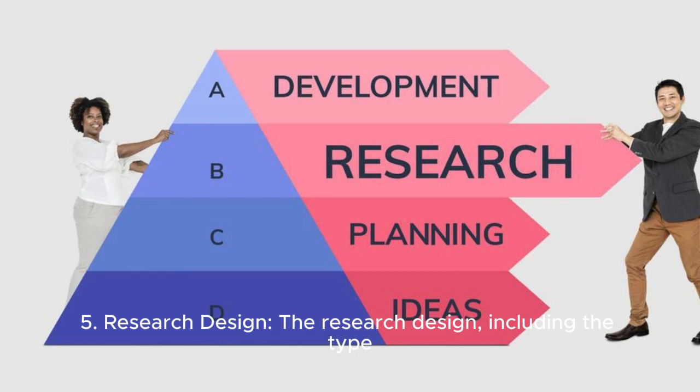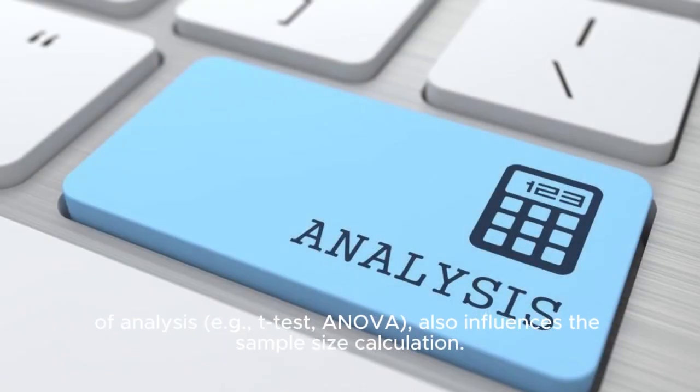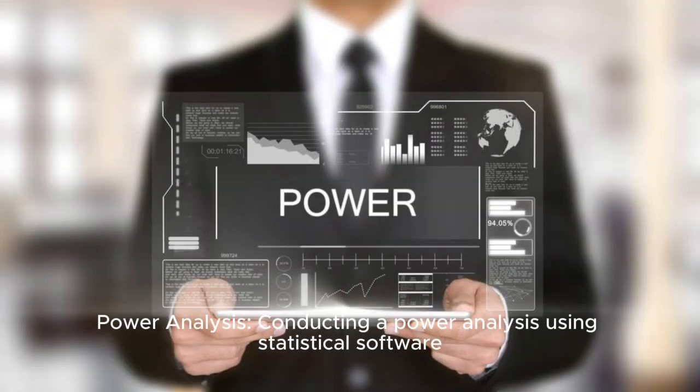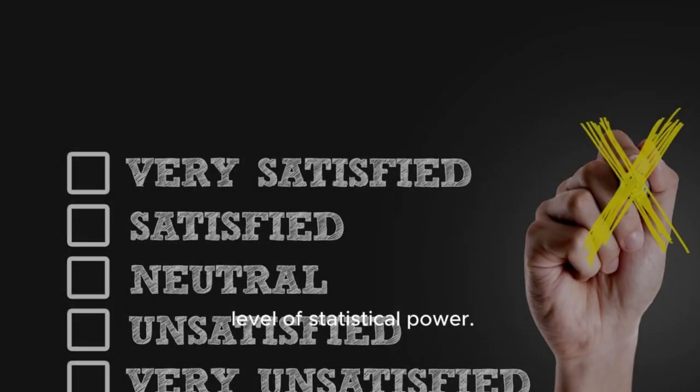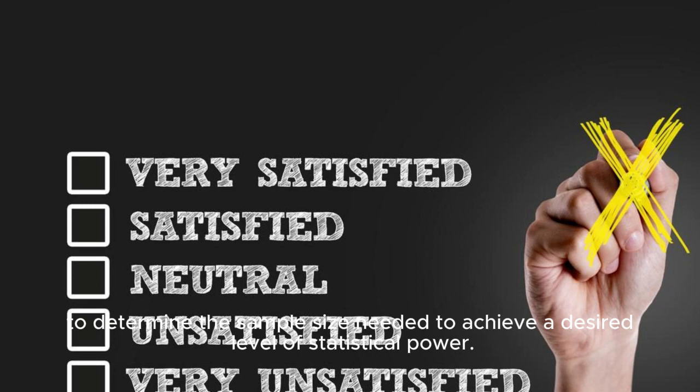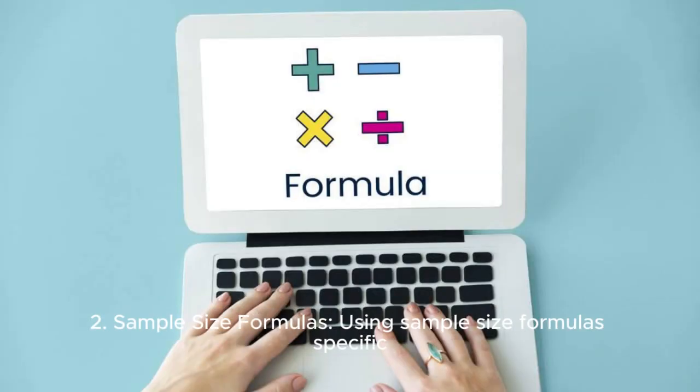5. Research design. The research design, including the type of analysis, for example, t-test, ANOVA, also influences the sample size calculation. There are several methods for calculating sample size, including: 1. Power analysis. Conducting a power analysis using statistical software to determine the sample size needed to achieve a desired level of statistical power. 2. Sample size formulas.